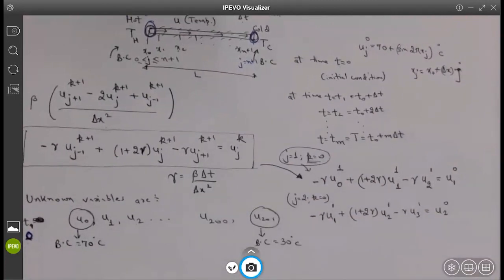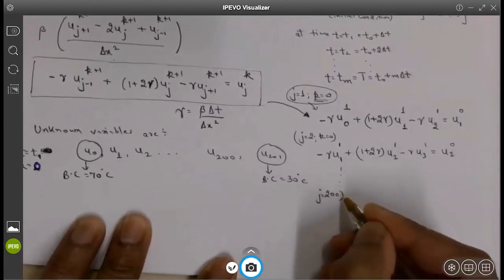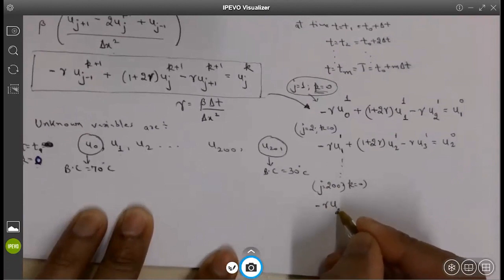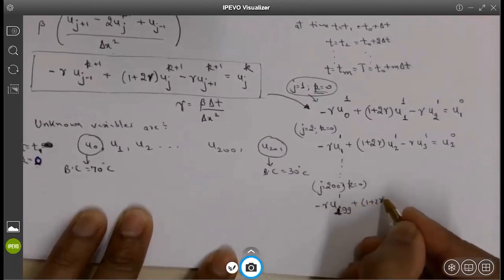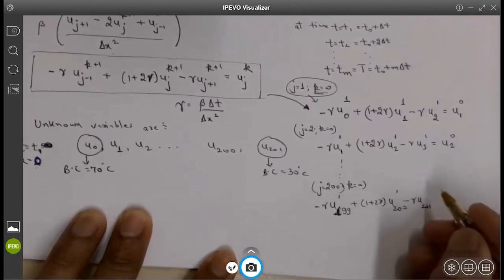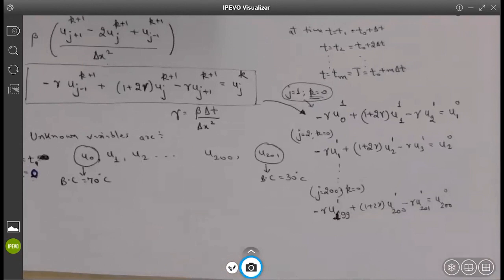Is everybody with me? Yes. And if I keep on doing that and say j equals now 200 and k equals 0: minus gamma u of 199 at 1, plus 1 plus 2 gamma u of 200 at 1, minus gamma u of 201 at 1 is equals to u of 200 at 0. Make sense, guys?